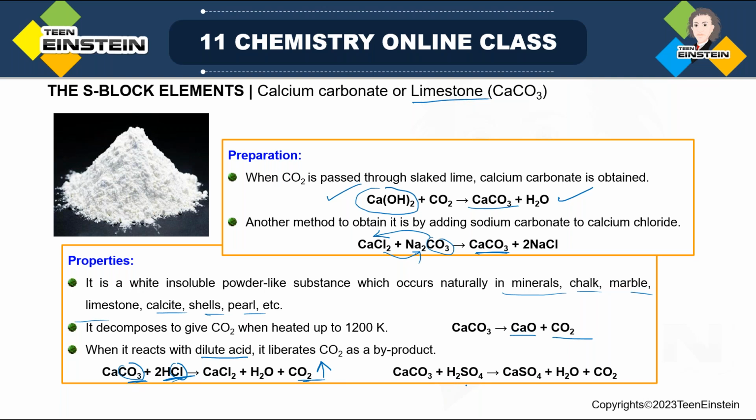If we take dilute H2SO4, then Ca and SO4 together will make calcium sulfate, and this H2CO3 will not remain as H2CO3, because carbonic acid is always in a decomposed state. It will form water and again carbon dioxide. So these are the properties. Calcium carbonate can directly react with dilute acids, and it accepts the anion that is present in the acid. If it is HCl, it is chloride ion. If it is H2SO4, it is sulfate ion.